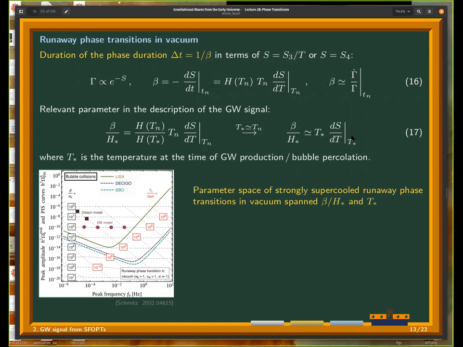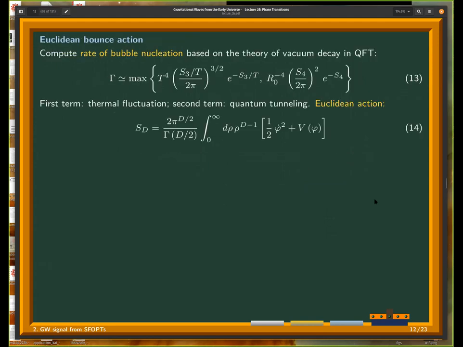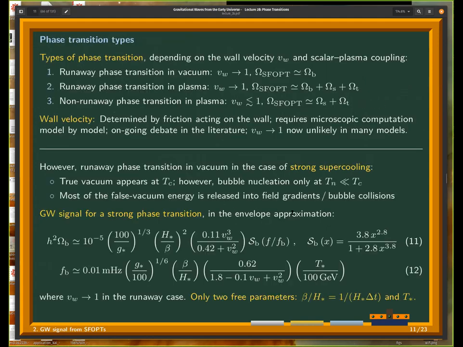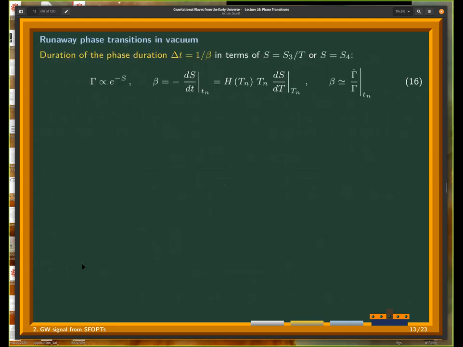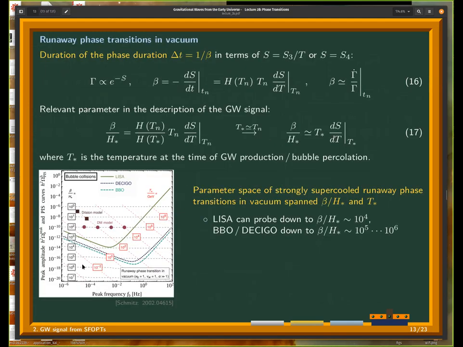All right, so I said that strongly supercooled runaway phase transitions in vacuum are just described by two parameters, namely beta over H, the duration of the phase transition, and the typical temperature scale. So now we can take our result from the envelope approximation and just compute the peak amplitude and the peak frequency, and determine the sensitivity of different experiments.